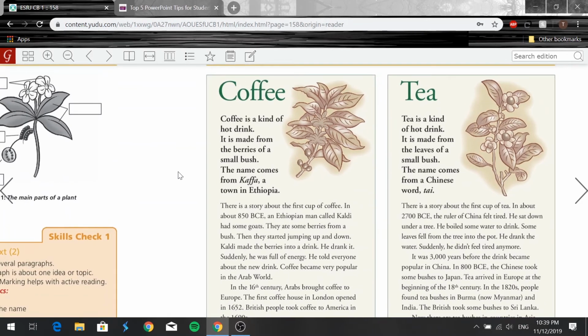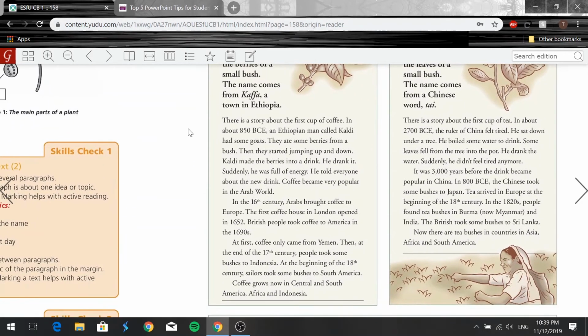So, coffee. Coffee is a kind of hot drink. It is made from the berries of a small bush. The name comes from Kaffa, a town in Ethiopia. There is a story about the first cup of coffee. In about 850 BCE, an Ethiopian man called Kaldi had some goats. They ate some berries from a bush. Then they started jumping up and down. Kaldi made the berries into a drink. He drank it. Suddenly, he was full of energy. He told everyone about the new drink.